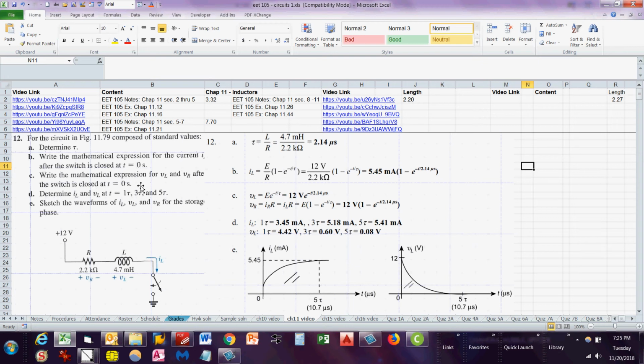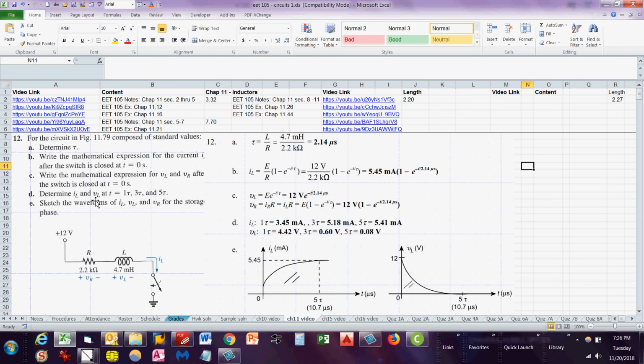Write the mathematical expression for V sub L and V sub R after the switch is closed at T equals 0. V sub L is this formula, so it would be 12 volts times E to the minus T divided by 2.14 microseconds. V sub R is just I sub R times R, which is I sub L times R, which is E times the quantity 1 minus E to the minus T over tau, equals 12 volts times the quantity 1 minus E to the minus T divided by 2.14 microseconds.